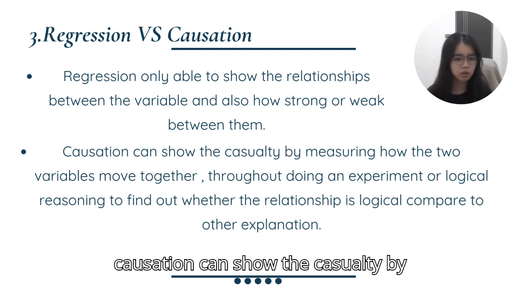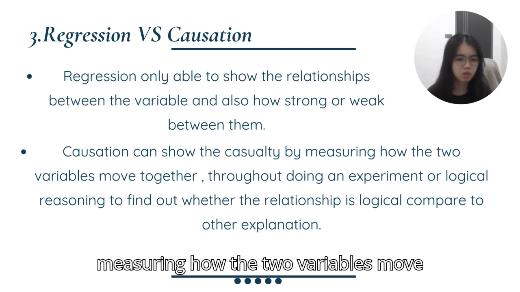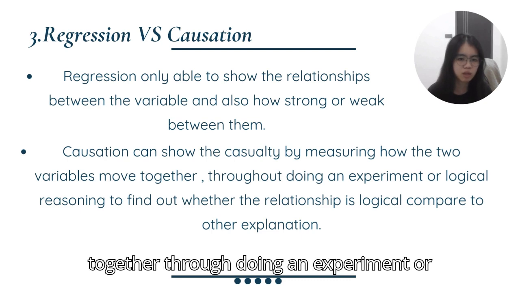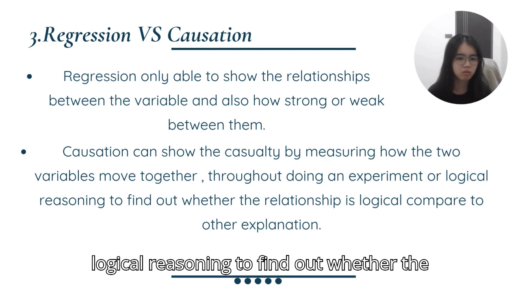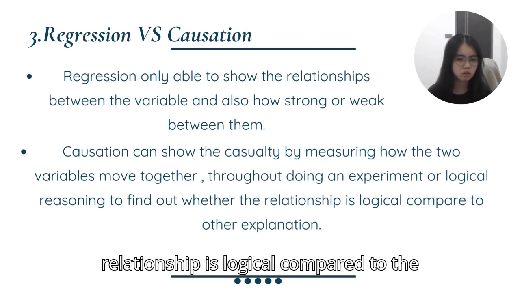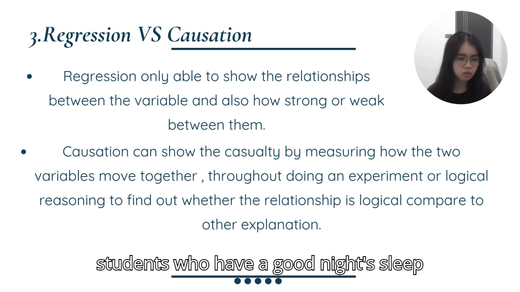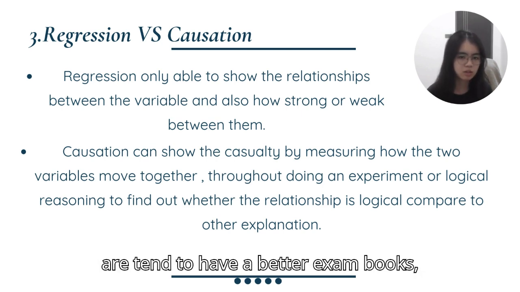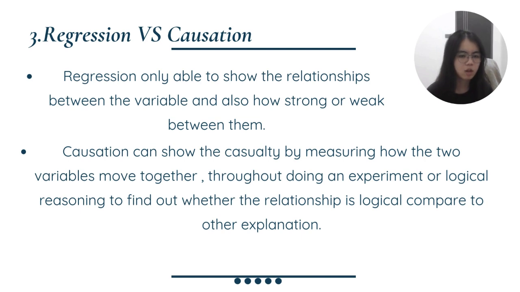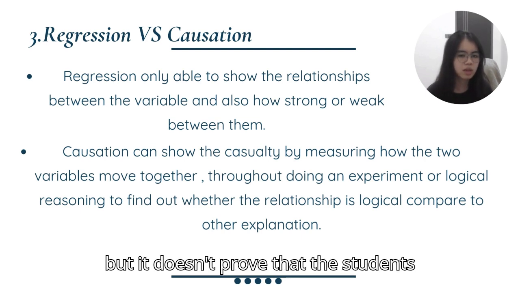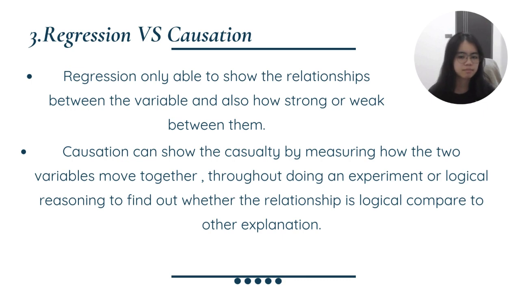But causation can show the causality by measuring how the two variables move together through doing an experiment or logical reasoning to find out whether the relationship is logical compared to other explanations. For example, the students who have a good night's sleep tend to have better exam grades, but it doesn't prove that the students have good study habits.